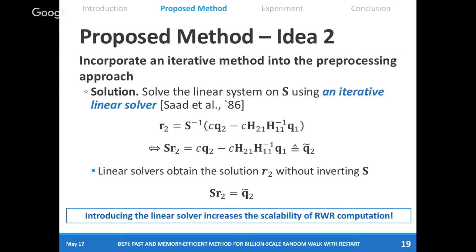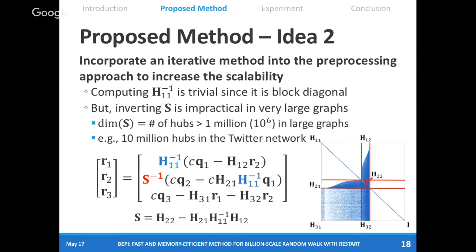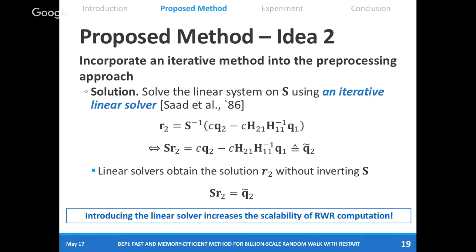So our solution is to solve the linear system on S using an iterative linear solver. Let's focus on the equation for r2 from this equation. If we move this term to the left-hand side, and define this term as q2 tilde, then this equation is represented as a linear system on S. So if we use an iterative linear solver, we can obtain the solution r2 without inverting S. So introducing the linear solver increases the scalability of RWR computation.